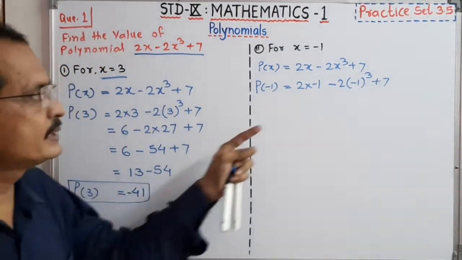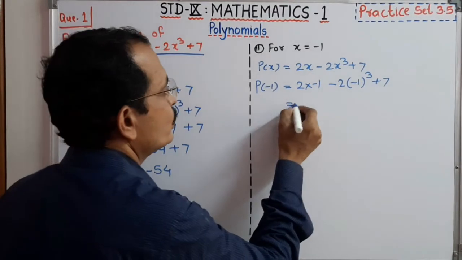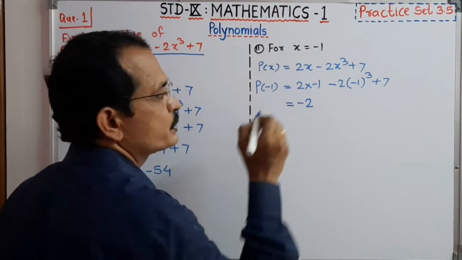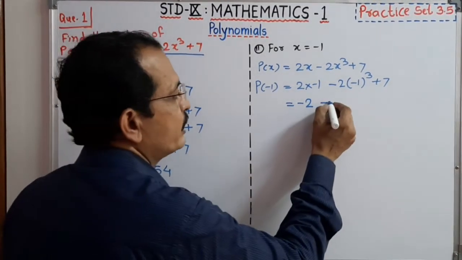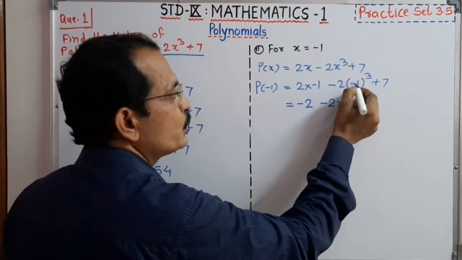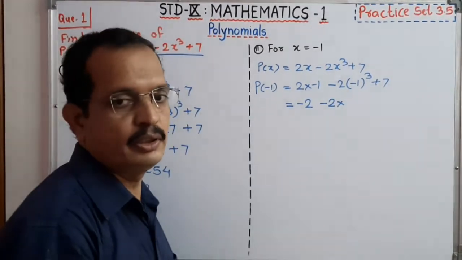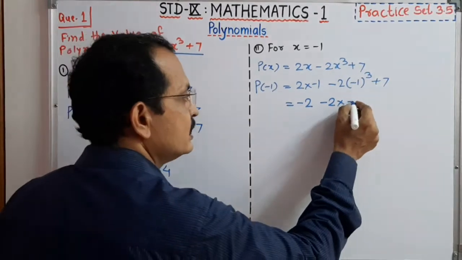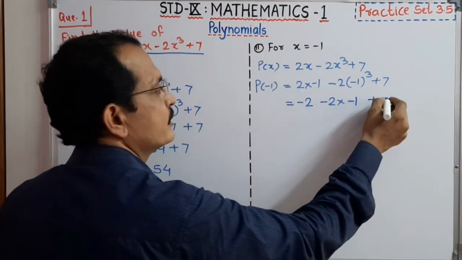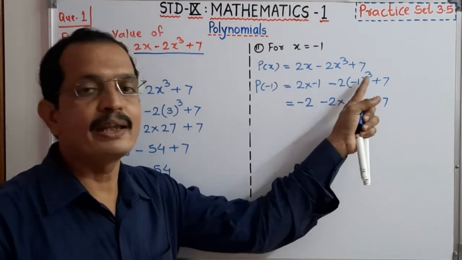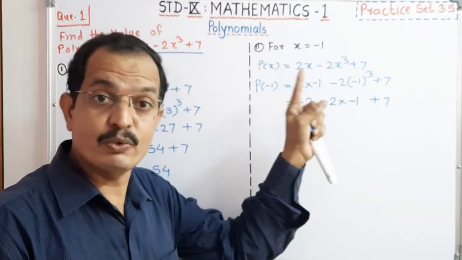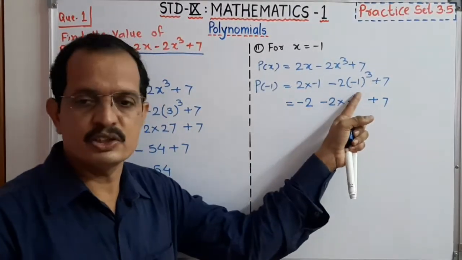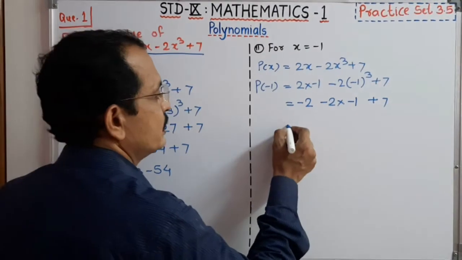Dear student, see here. Now 2 into minus 1 is minus 2. Then minus 2 into the cube of minus 1. The cube of minus 1 is minus 1, plus 7. Here the square of minus 1 is plus 1, but here it is the cube of minus 1. Therefore it is minus 1.